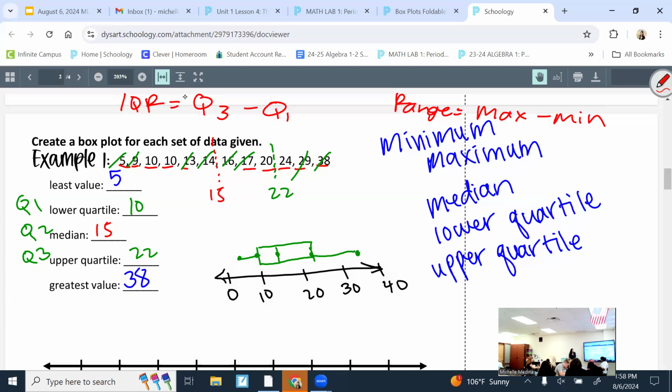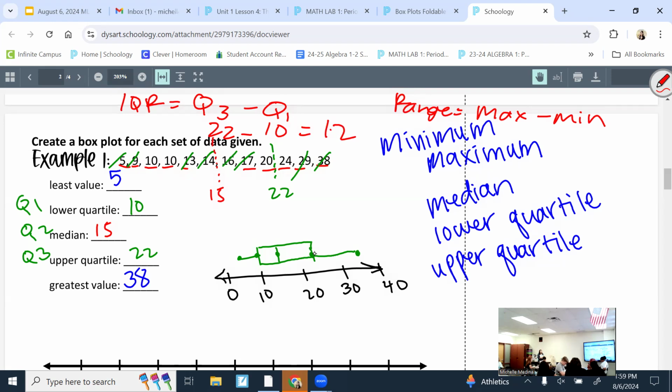So for this one, I would do 22 minus 10 for my interquartile range, and then I get that my middle part of my data, my middle half, is spread out over 12 data points. Whereas my entire range, so 38 minus 5 is 33, is spread out over 33 data points. So does that make a little more sense? Any other questions right now?